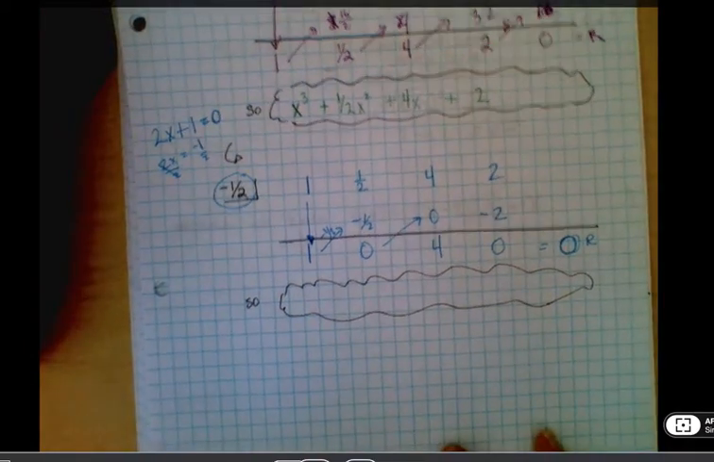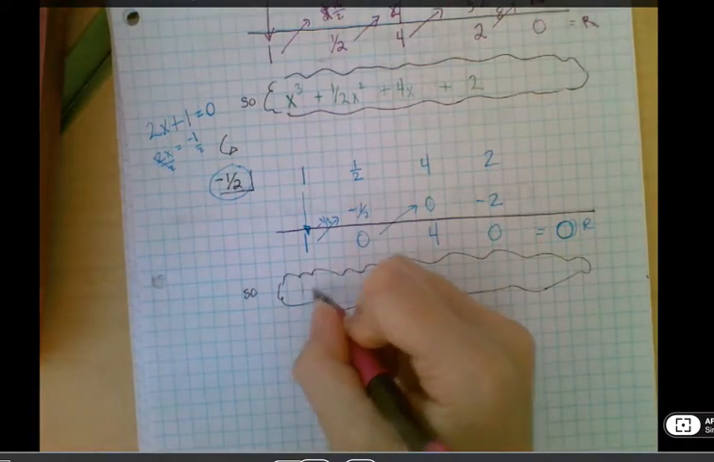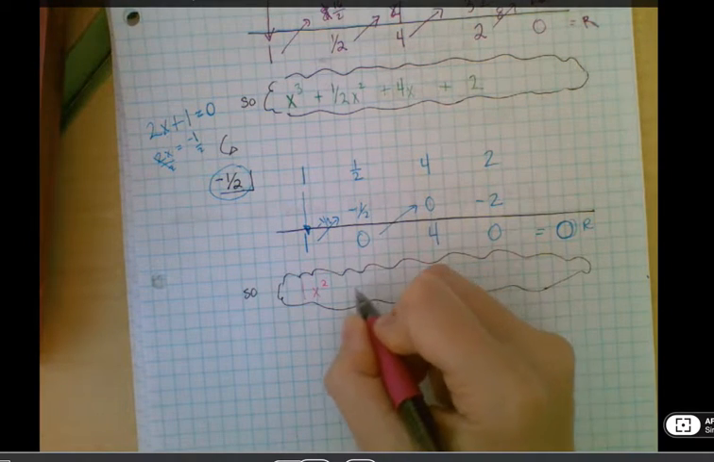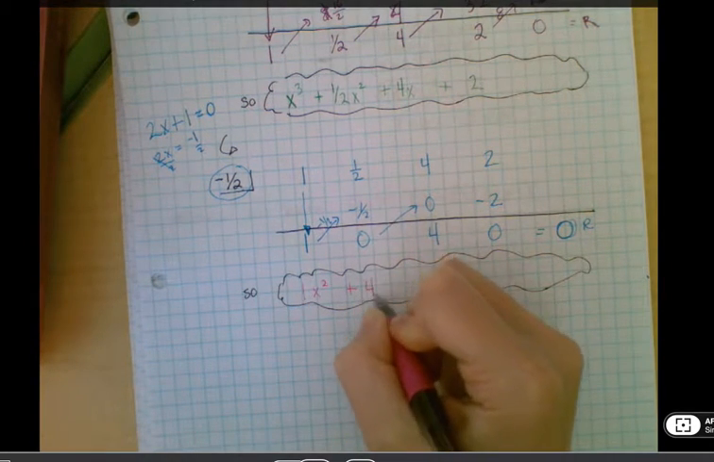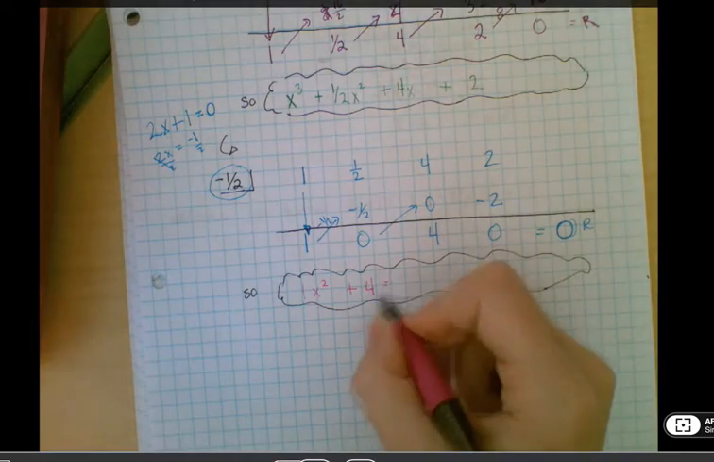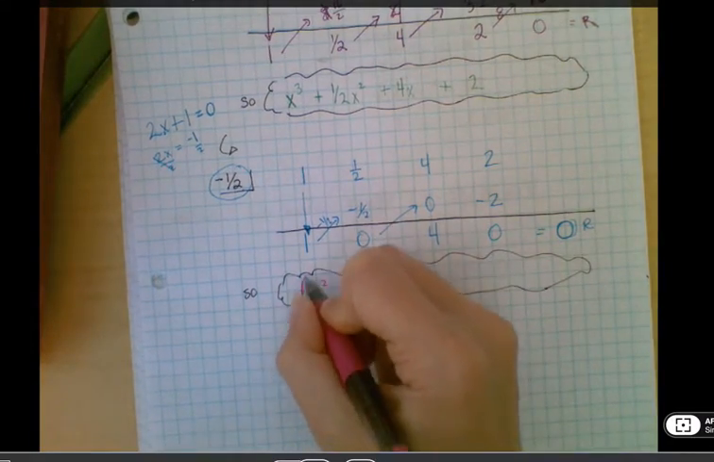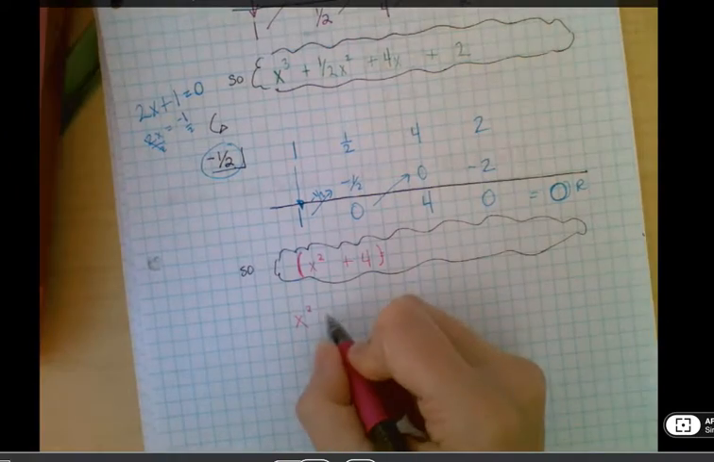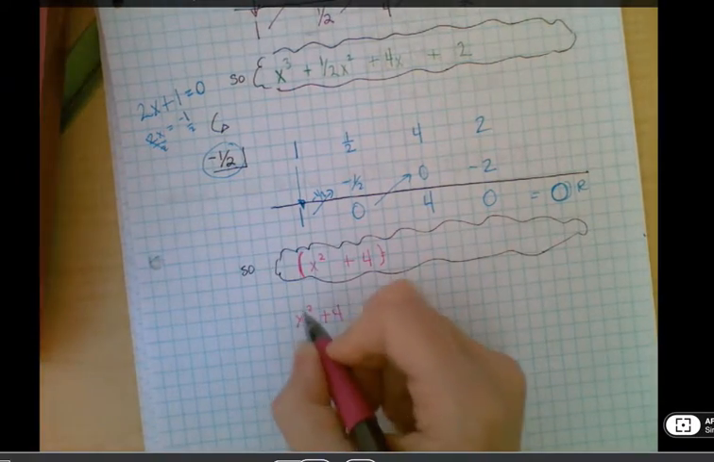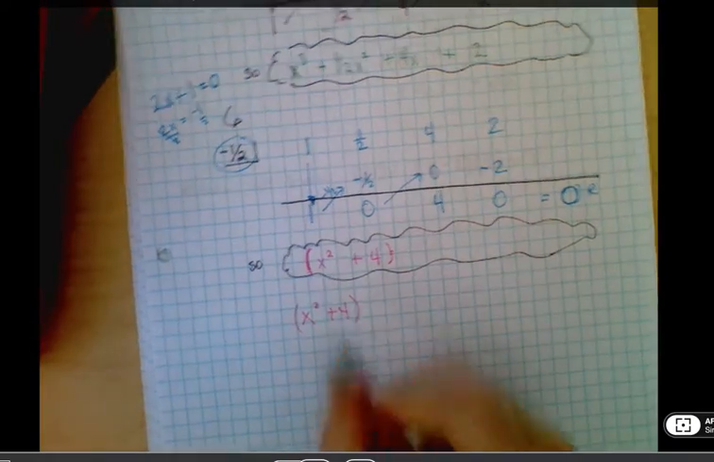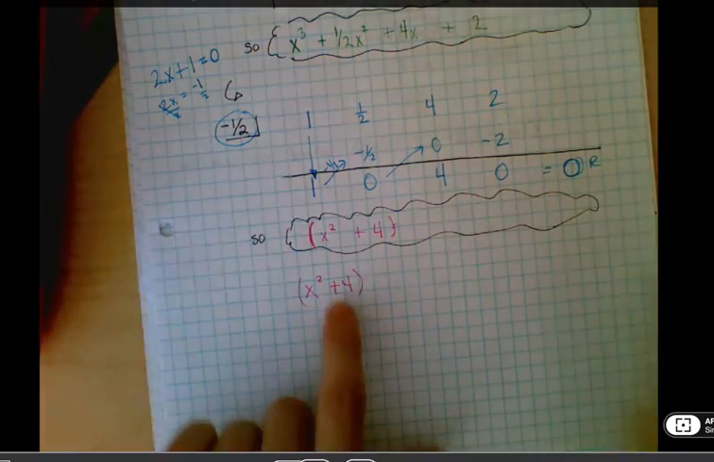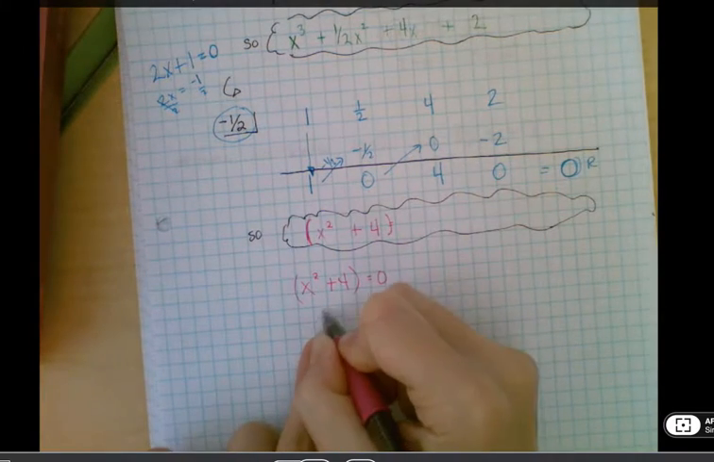So what we're going to do now is we're going to look at what we have at this point in time. So now I have 1x to the second plus no linear term plus 4 equals 0. Okay, so this must be our last factor. So how do I factor this? Well, from what we know in the past, this is going to give us a complex number. So let's figure out what x has to be.